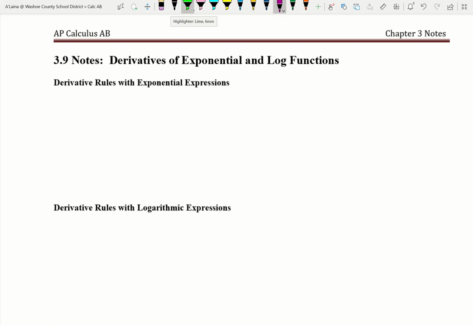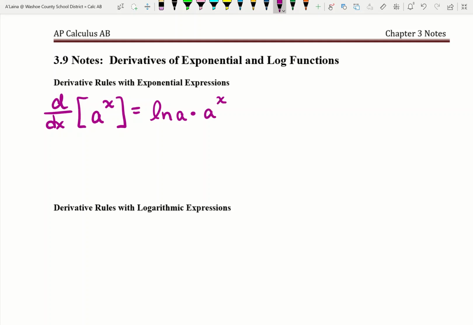I'm going to start off with a generalized expression for an exponential function with some base a. If the base is a, where a is some constant, then the derivative would be the natural log of the base times the same exponential expression as we originally started with. Now you might need to multiply that by the chain rule if you have a function within a function, which would occur up here in the exponent.